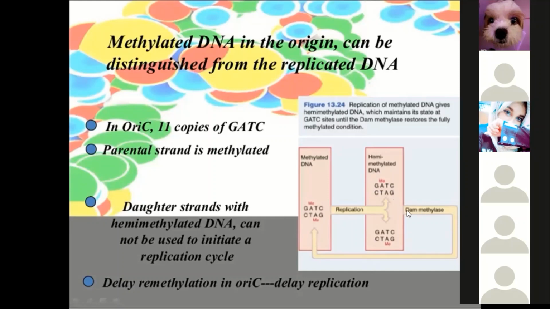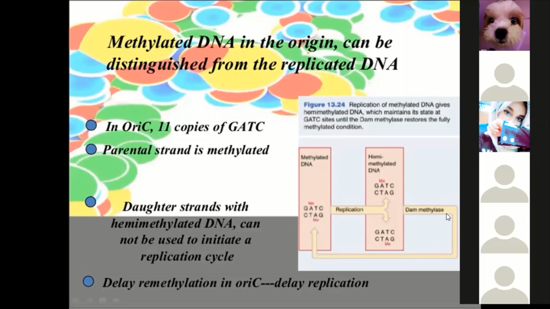There is an enzyme called DNA adenine methylase, which is responsible for methylation of these daughter strands. Daughter strands with hemimethylated DNA, we call this the hemimethylated condition, okay? Because both are methylated, we call it the methylated condition. Daughter strands with hemimethylated DNA cannot be used to initiate a replication cycle. So why doesn't the next cycle take place? Because this DNA, which is hemimethylated, cannot go for DNA replication once again.